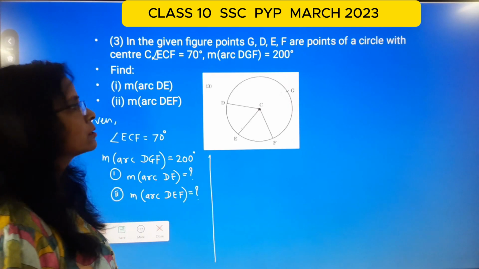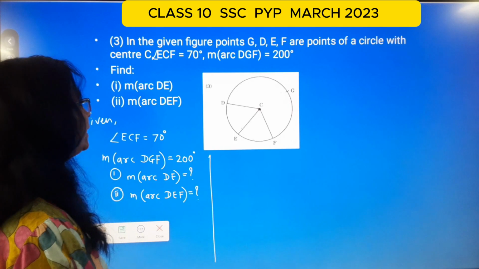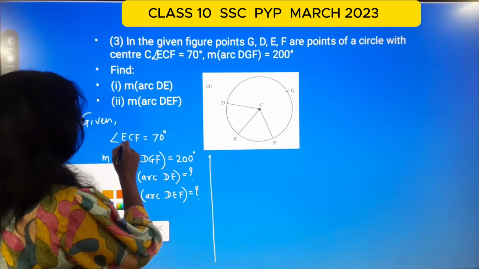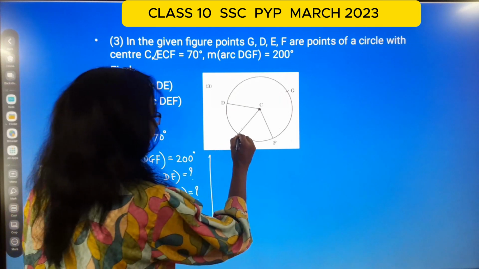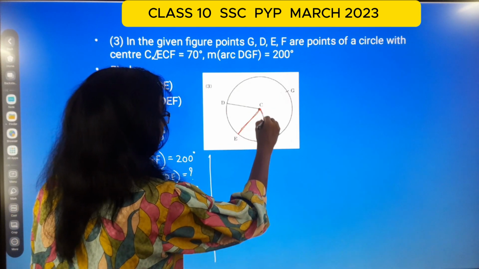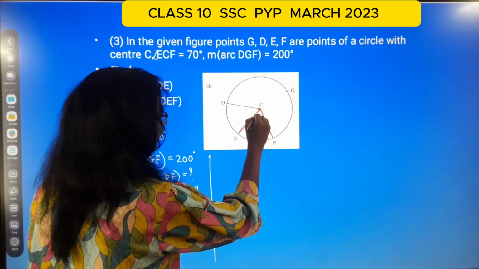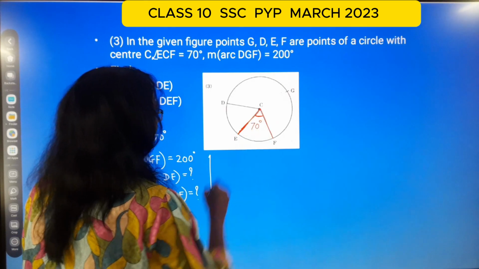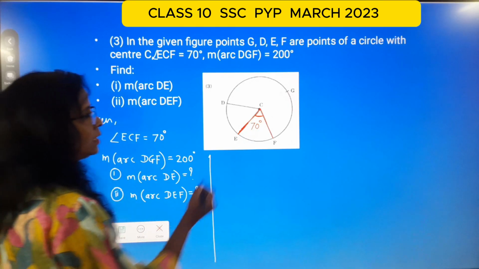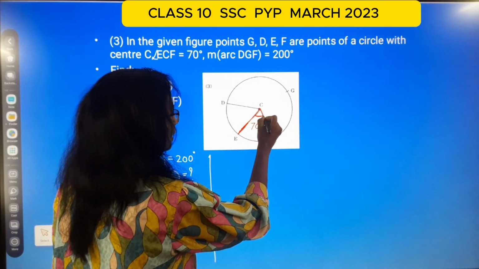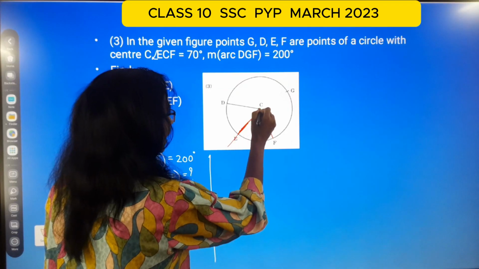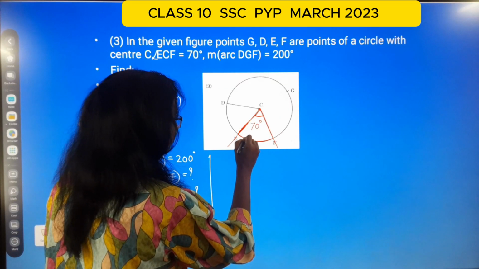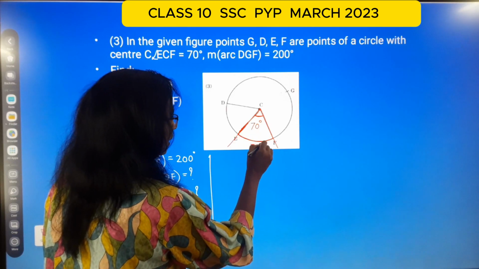Then here students, now see the figure. The given is angle ECF. This angle is given, and the measure of this angle is 70 degree. Now here this angle is 70 degree. That means this angle is inscribed in the arc EF, and that will be also 70 degree.